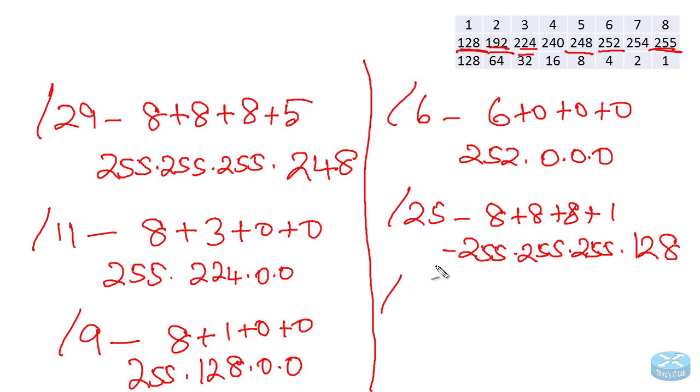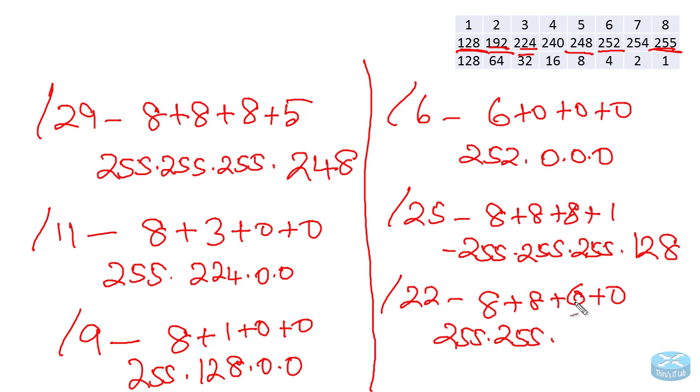Let's say /22. How can we write 22? 8 plus 8 plus 6 plus 0. So 255.255, and what's the value for 6 here? 252. So 255.255.252.0.